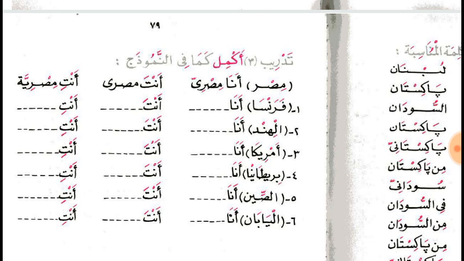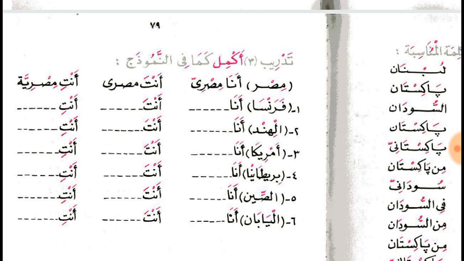Okay, sir. Look, Francia means France, okay? Then you are female, so you will say Ana Francia. Fa, ra, noon, sin, ya, ta. Francia. I am a French woman. Round ta at the end. Yes. Okay, sir. Ana Francia, right, sir? Yes. Anta Franci. Correct. Anti Francia. Correct.